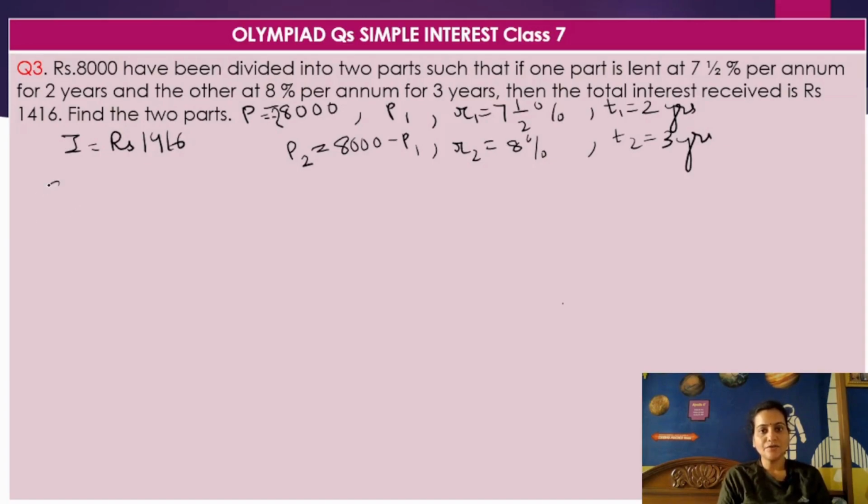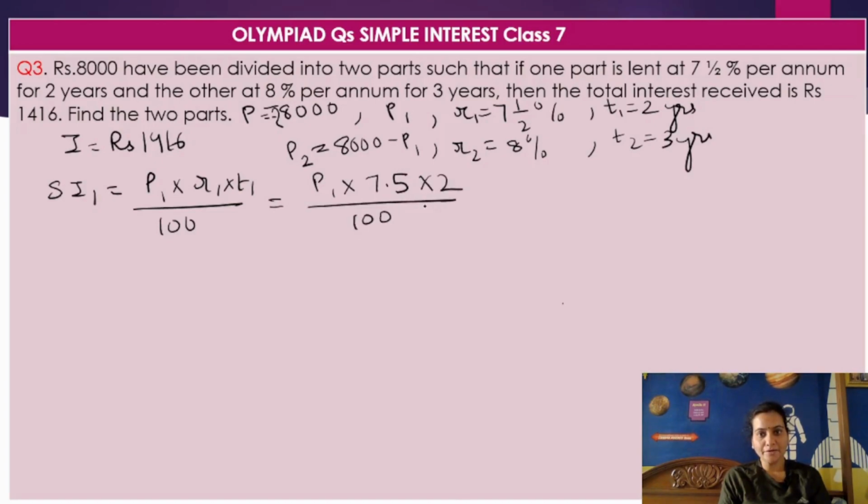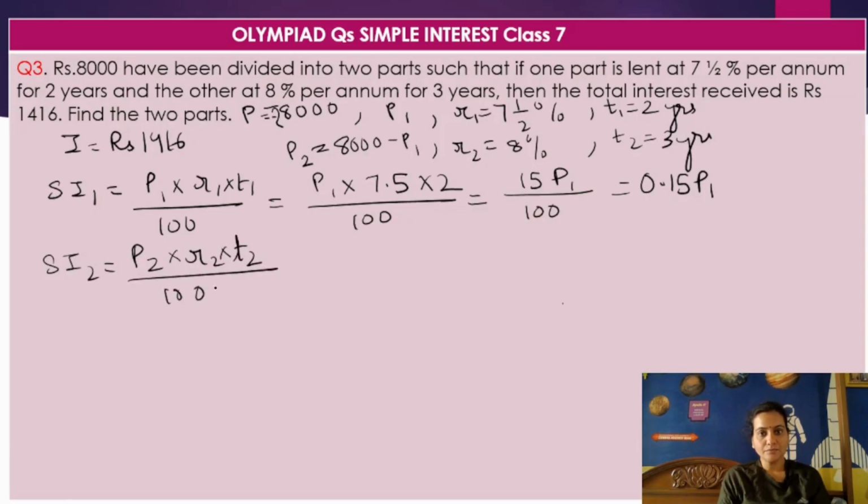Okay, so now let's find the first simple interest SI1, which is P1 into R1 into T1 by 100. So here P1 we know will be as it is, and 7.5% is 7.5 actually into 2 divided by 100. So 7.5 into 2 is nothing but 15, so 15 P1 by 100. So I can write 15 by 100 as 0.15 P1, right, decimal.